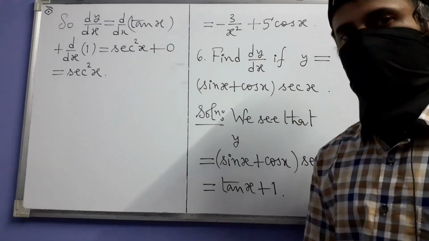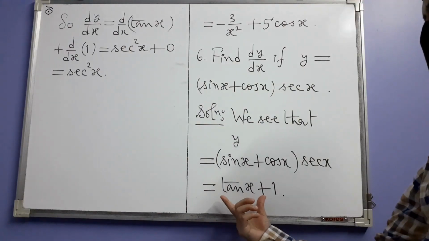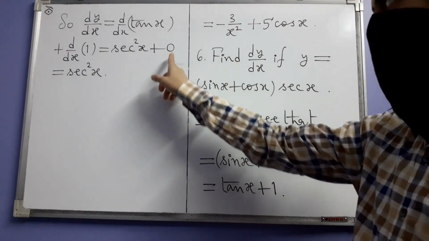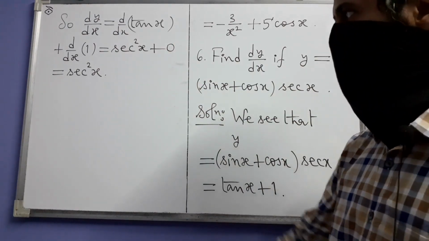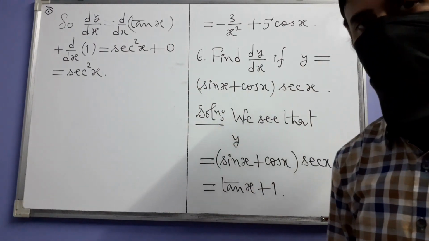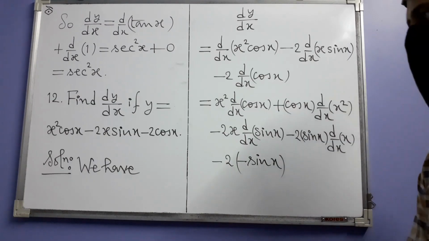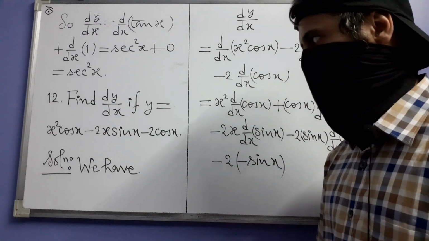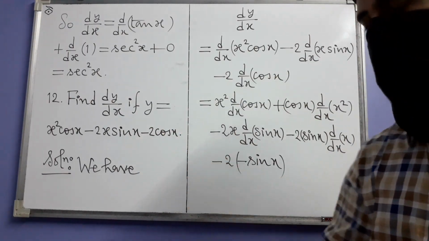So dy dx equals ddx of tan x plus ddx of 1. ddx of 1 is 0 and ddx of tan x is secant square x. So that way the answer is secant square x. Next let us see the 12th one. In the 12th one again we have to find dy dx, but this time y is a little long.